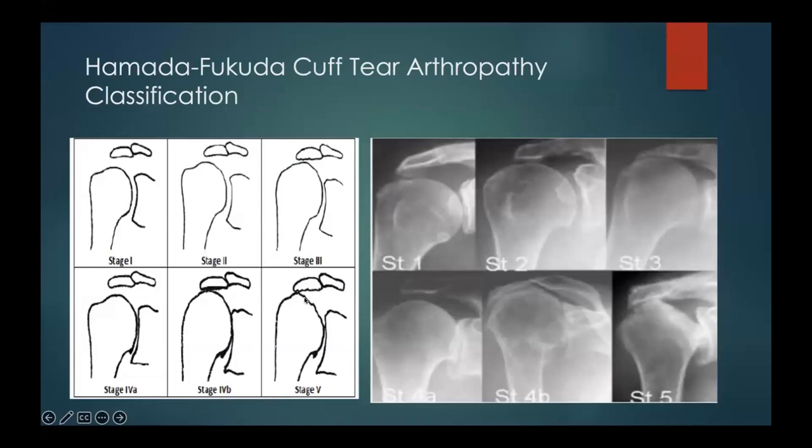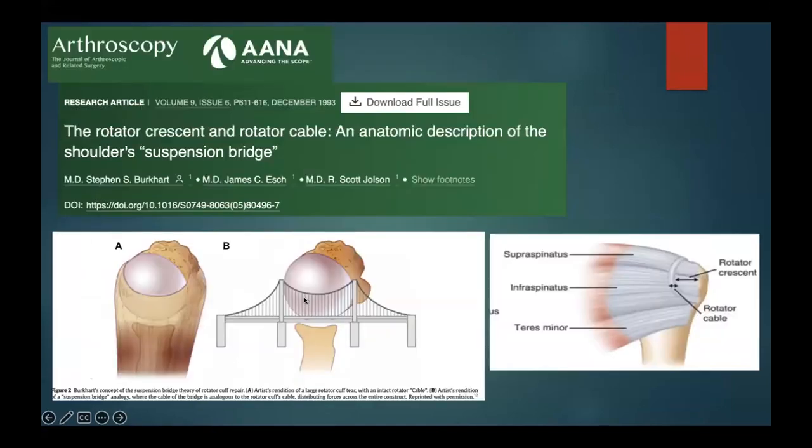It is based on the acromio-humeral distance. Grade 1 is an acromio-humeral distance of more than 6 mm, grade 2 is less than 5 mm, stage 3 is stage 2 plus acetabularization of the acromion, stage 4A is narrowing of the glenohumeral joint space without acetabularization, 4B is with acetabularization, and stage 5 is stage 4B plus humeral head collapse.